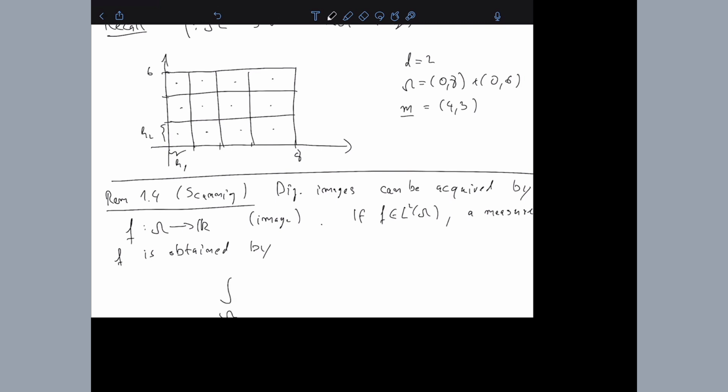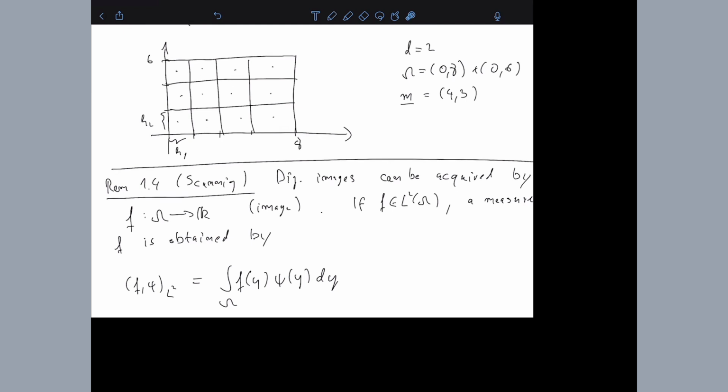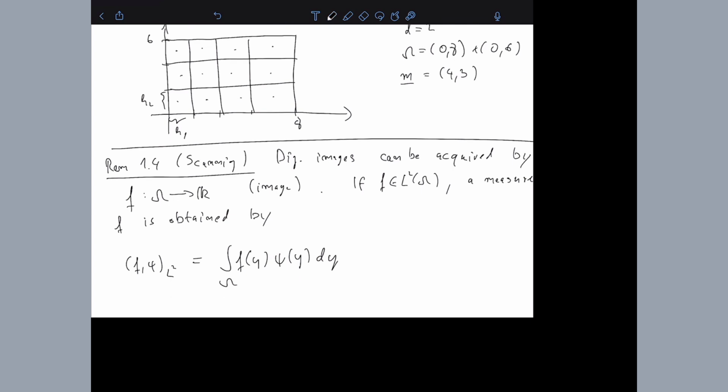So we integrate over the image domain our image, but we multiply it by some other function. Let's call that function psi. And just for briefer notation, this product integral is exactly the scalar product of these two functions in L2. What's the interesting thing is, what is this psi? How can we imagine what this is and how is it connected to how images are acquired?